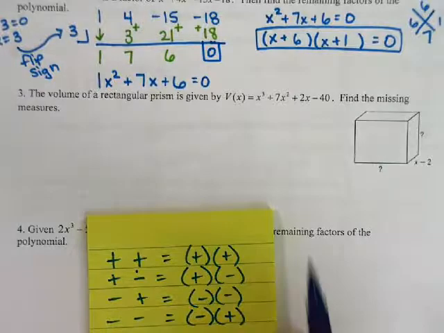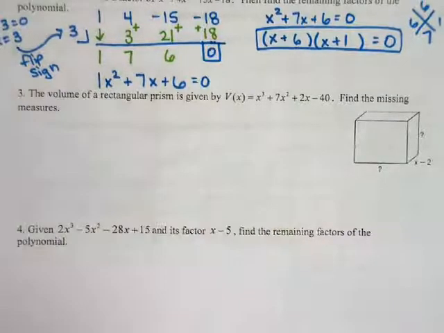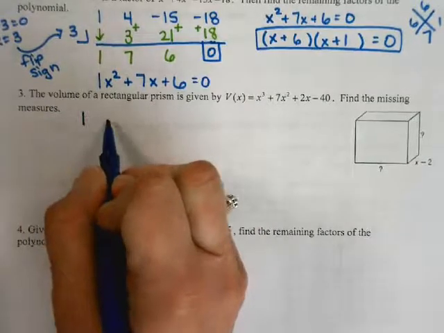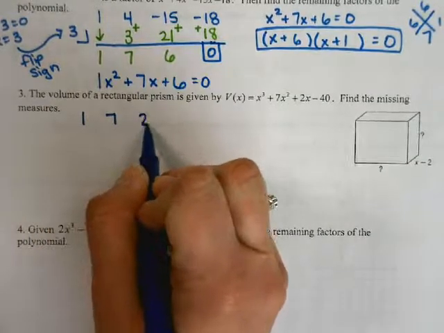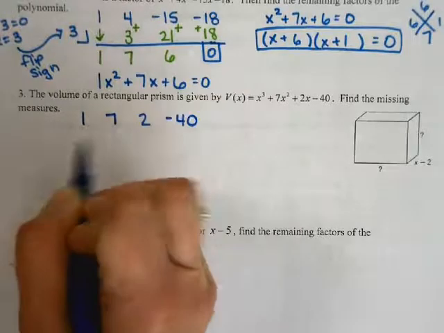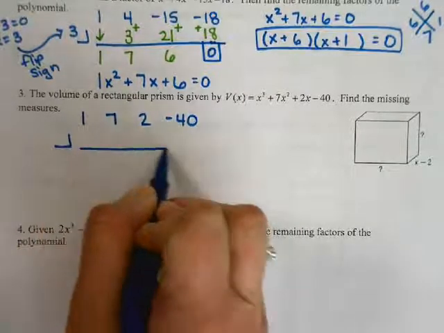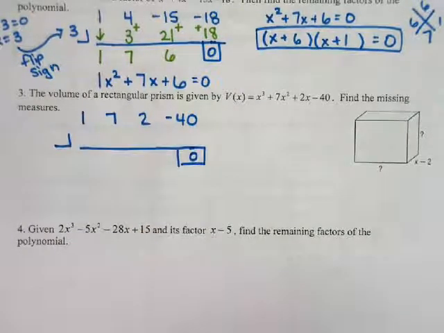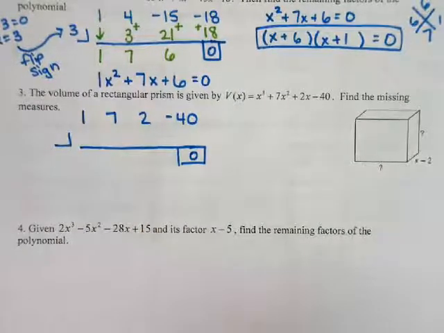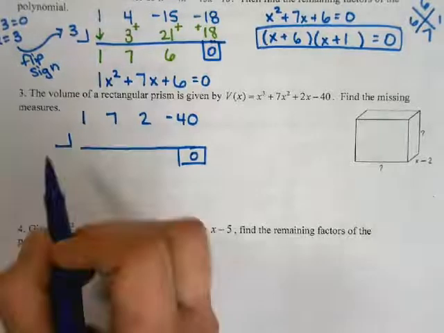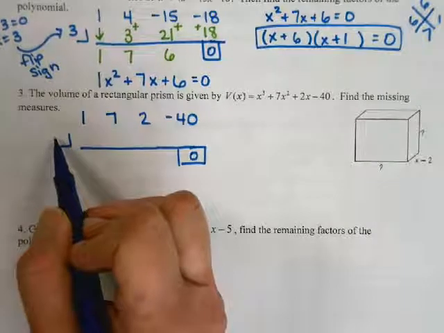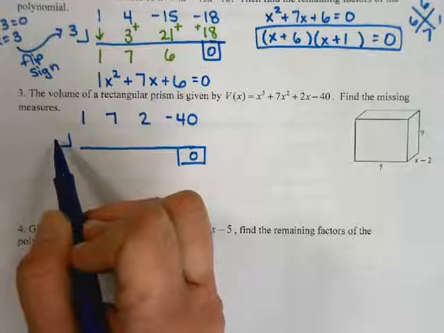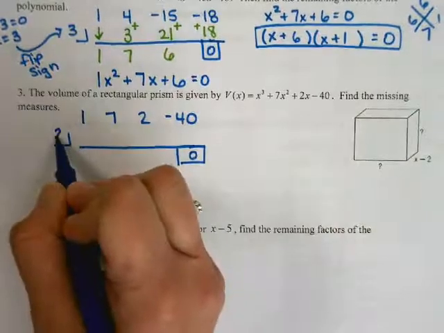So, do we need any placeholders? No. 1, 7, 2, negative 40. We should end up with a 0 in our remainder box. What number is going to go in my little box on the left? A positive 2.